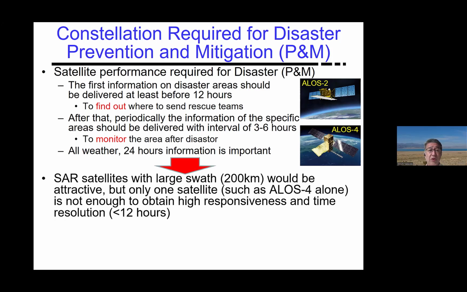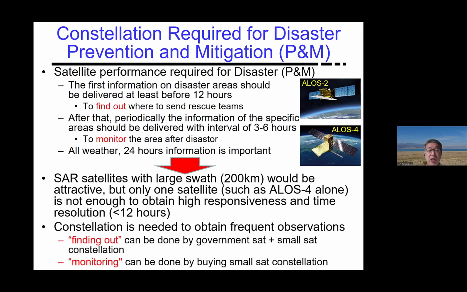So an ALOS-4 type of satellite, which has a very large observation swath, would be very attractive. But only one satellite is not enough to obtain high responsiveness and time resolution, that is, less than 12 hours or 3 to 6 hours. So we need to design a constellation. In the initial phase, the finding out phase, that can be done by governmental satellites or a small satellite constellation, and the monitoring can be done by buying small satellite constellation images and so on. So this kind of constellation should be designed in order to meet the requirements from the user side.